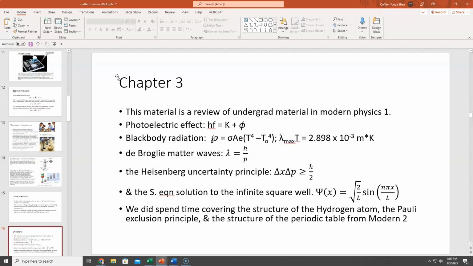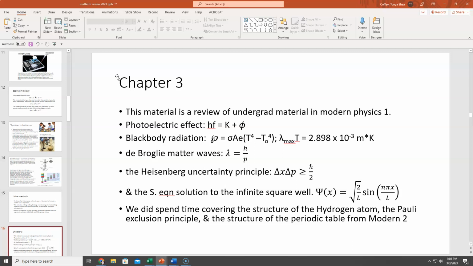A is the surface area of your blackbody radiator. e is the emissivity of the material, which goes from 0 to 1. 0 is a perfect mirror or reflector, and 1 is a perfect blackbody or absorber. T is the temperature of the object, and T naught is the temperature of the background. Because, of course, if the object is at the same temperature as the background, you're not going to get more power from the object than you do from the background. You have to have a temperature difference.